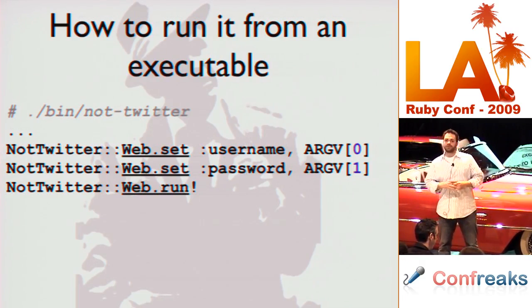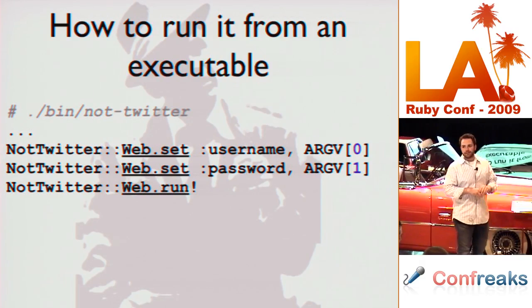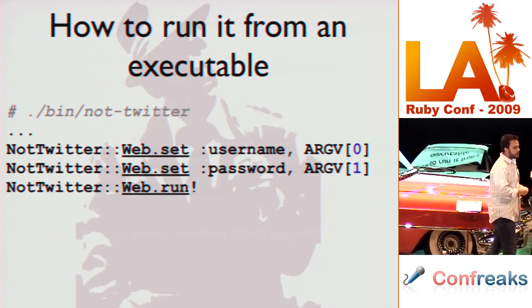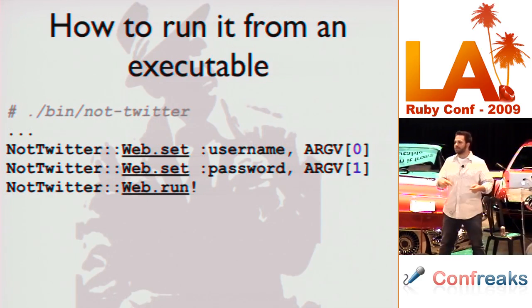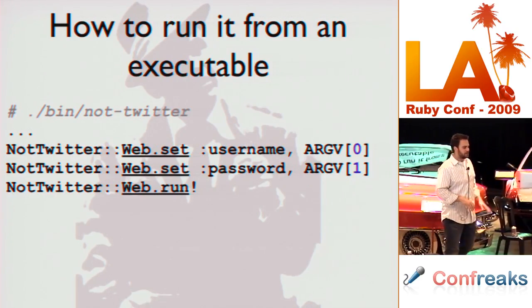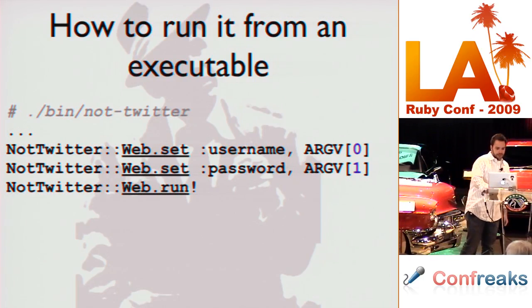And that will run with the defaults on 4567. It'll automatically detect if you have mongrel or thin involved; it'll take thin over mongrel. You can pass a hash into run to give it extra options if need be, but the defaults are usually just enough to get this running.